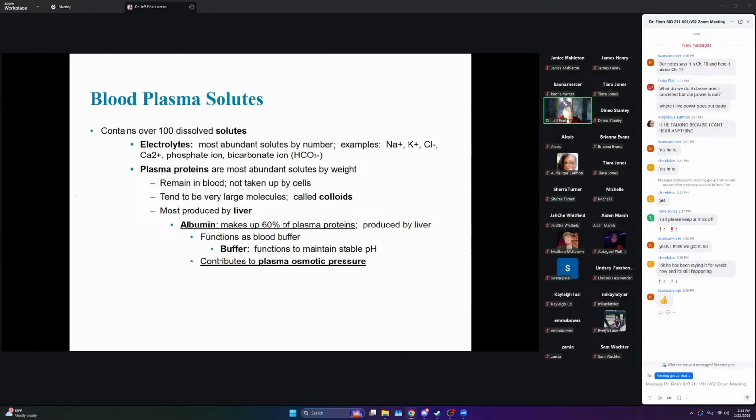So that's what these underlined statements here are saying that I want you to make sure you're familiar with and understand for the exam.